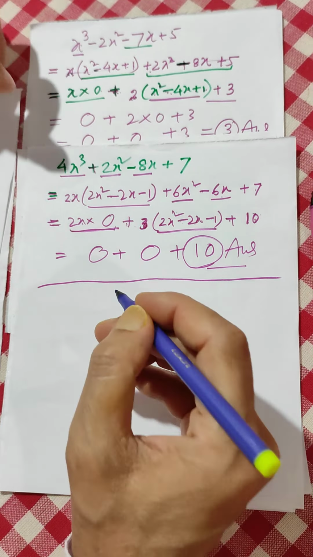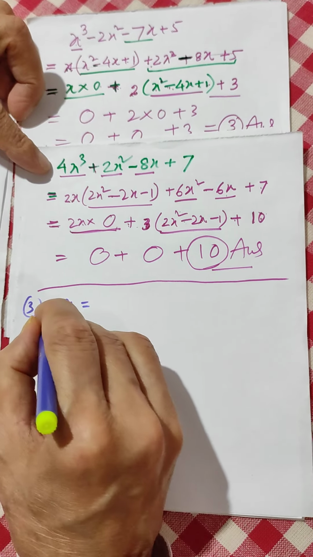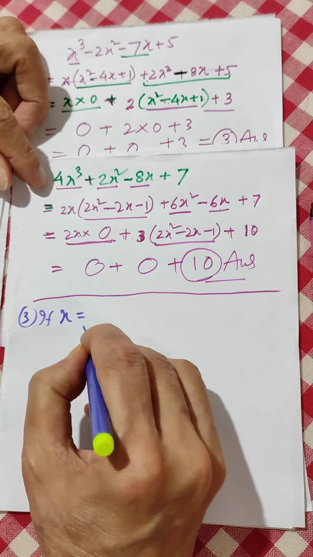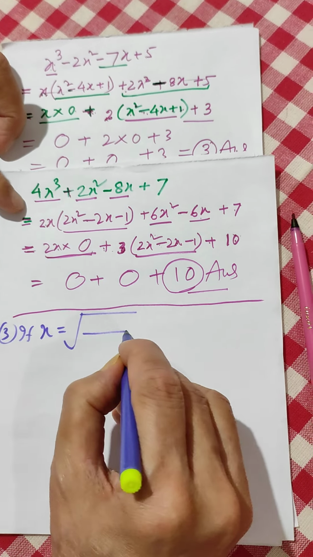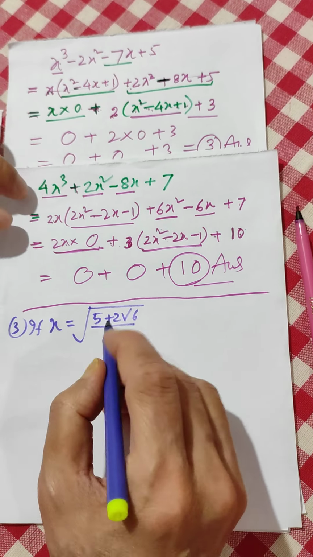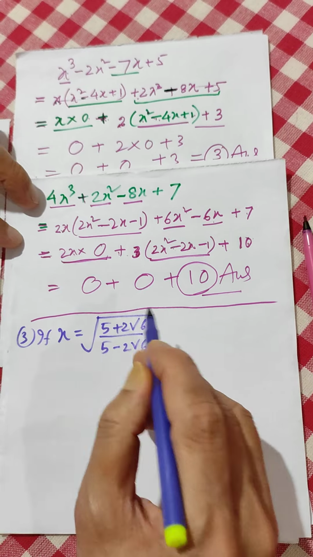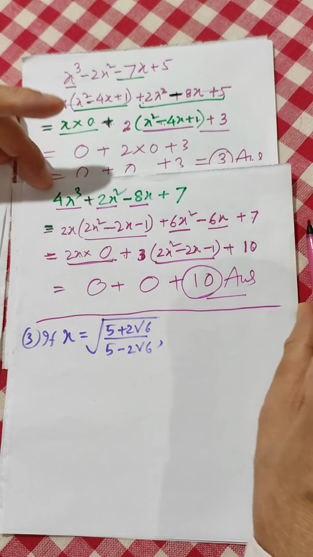Okay. Yes, now let us see the third one. The third one is this, x is given. This is slightly difficult. x is given as the square root of the whole thing, 5 plus 2 root 6 by 5 minus 2 root 6.